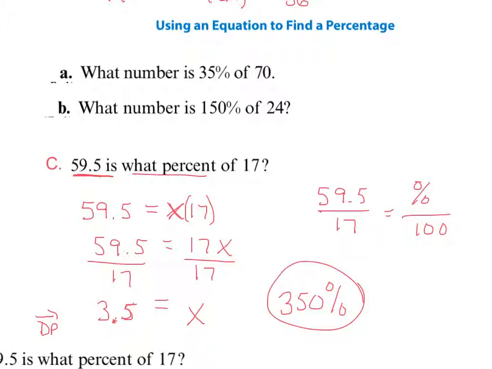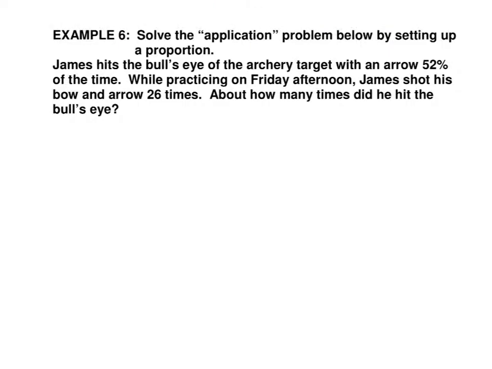Okay, I think now it's time for some word problems. So let's go on. All right, so we're going to solve this problem by setting up a proportion. James hits the bullseye of the archery target with an arrow 52% of the time. So we need to write that up. 52%, we're doing a proportion, so we're going to do 52 over 100. While practicing on Friday, James shot his bow and arrow 26 times. About how many times did he hit the bullseye?